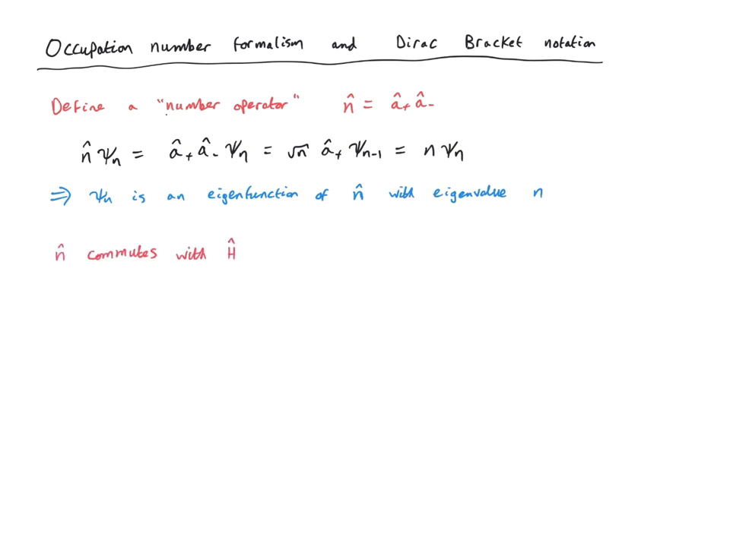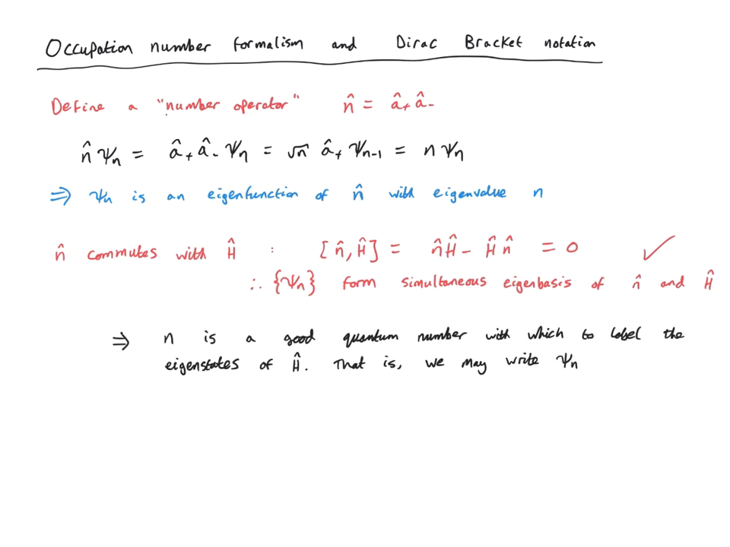Furthermore, n hat commutes with the Hamiltonian h. What I mean by this is that if we form the commutator n with h, which of course just means n h minus h n, then this object is actually equal to 0. Using the definitions that we've already established, this is very easy to show. I'll leave that up to you as an exercise. What does it mean then if n commutes with h? If two operators commute, it means that we can form a simultaneous eigenbasis. What this means in the present context is that our wave functions psi n are simultaneously eigenstates of n as well as h. This tells us that n is a good quantum number. We can label our states psi according to this quantum number n.